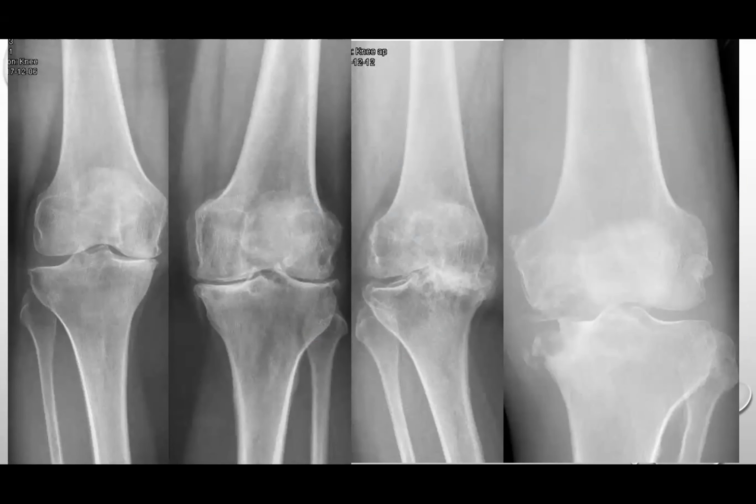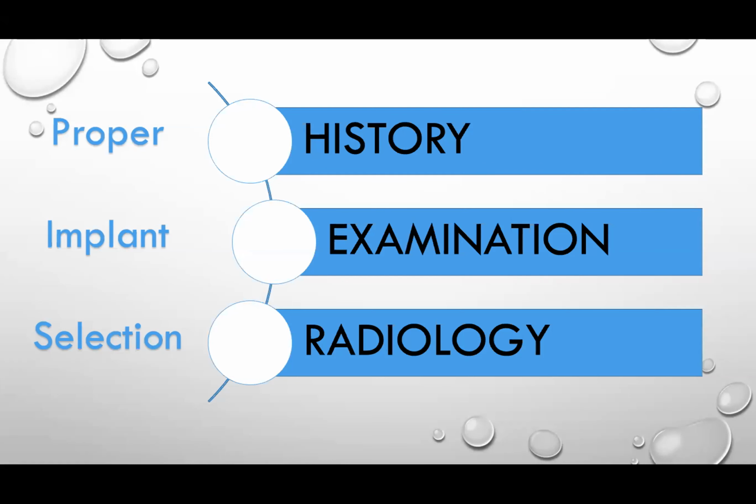As you can see here, not all the knees are the same. All those are primary knees, patients who are walking and complaining of pain. But you cannot just decide on the same implant for all those knees. Although they look arthritic, you would offer different implants to the patients. So in order to get a proper implant selection, you have to sit with your patient and take a proper history.